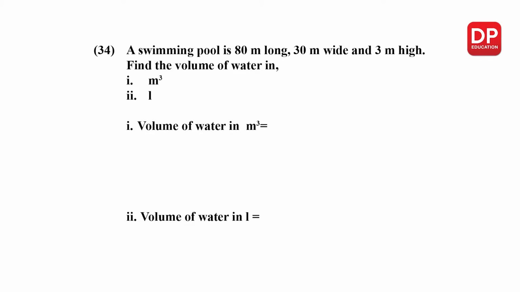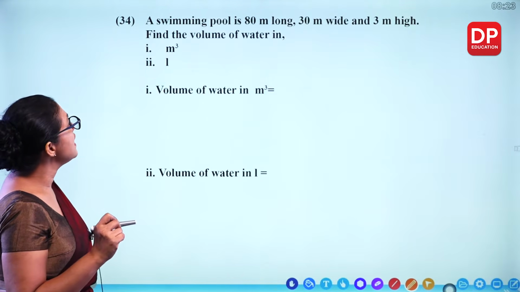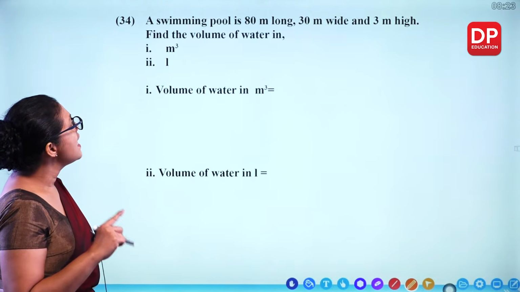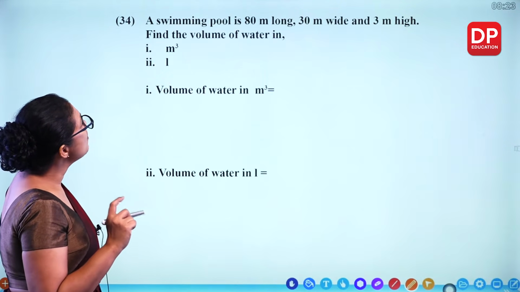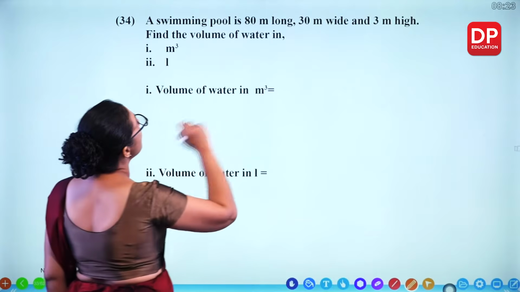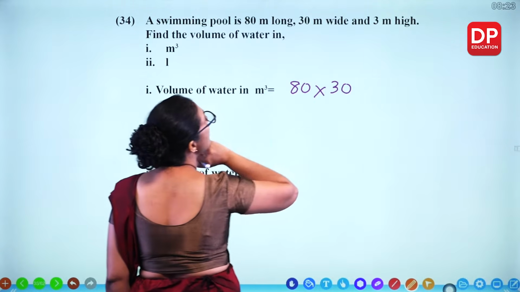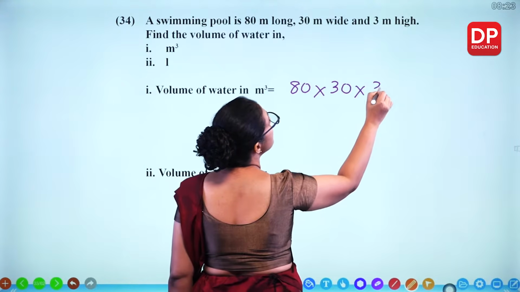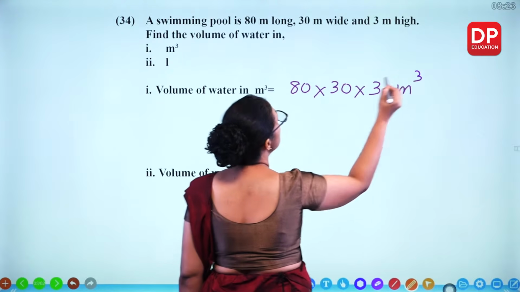Look at this one. A swimming pool is 80-meter long, 30-meter wide and 3 meters high. Find the volume of water in cubic meters and then in liters. So volume of water in cubic meters. 80-meter length, 30-meter width and 3-meter height. So this is in cubic meters.